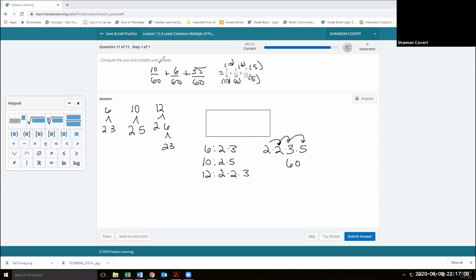So here we have 10 plus 6 is 16 plus 35 is 51. And I believe that will reduce. If I have 51 over 60, I think 3 goes into both of those. Yeah, 3 goes into 51 17 times, and 3 will go into 60 20 times. So this reduces to 17 over 20.